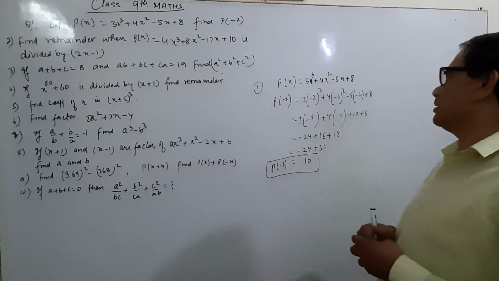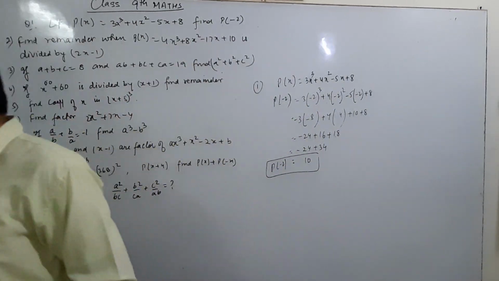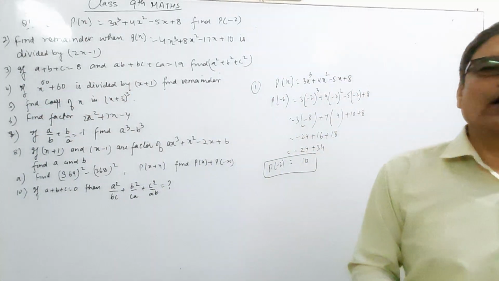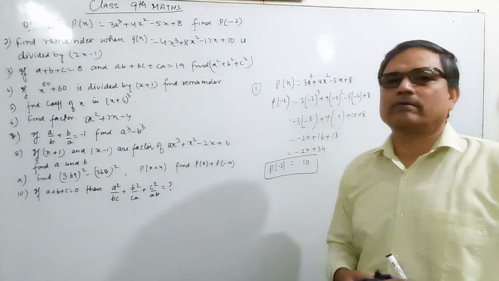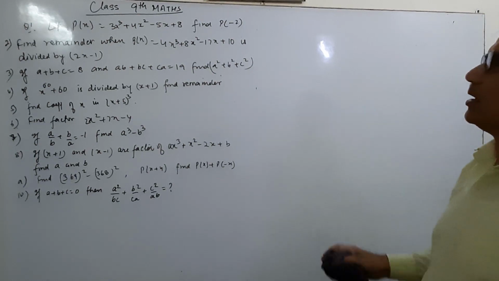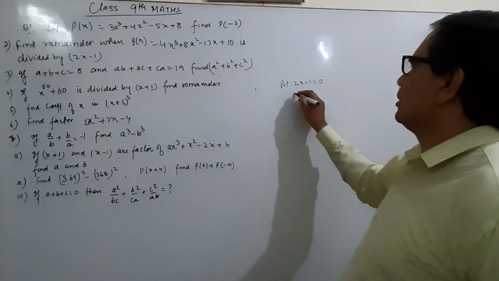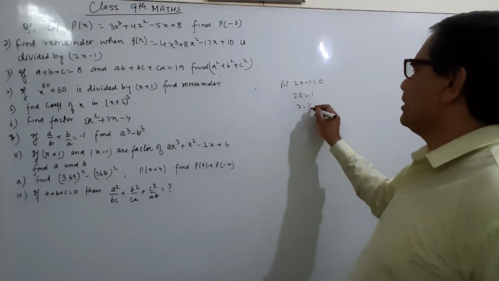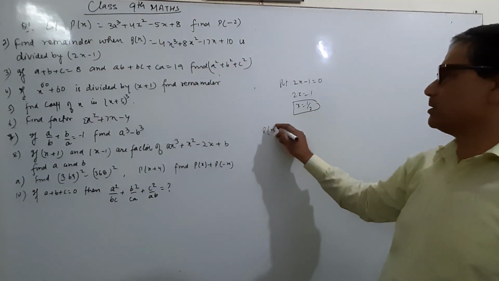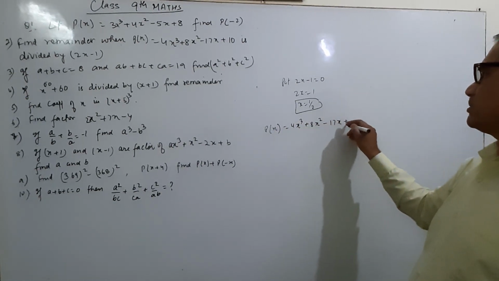And now you can find it in this way. Second question: find the remainder. If you want to find the remainder, then you have to apply the remainder theorem. If the question asks to divide and then find the remainder, then you have to use the division formula, the long division method. Second question: put 2x minus 1 equal to 0, 2x equal to 1, x equal to 1 by 2. It means we have to put 1 by 2 in place of x. What is P(x)? P(x) is equal to 4x cube plus 8x square minus 17x plus 10.